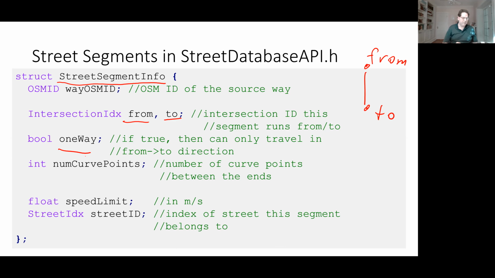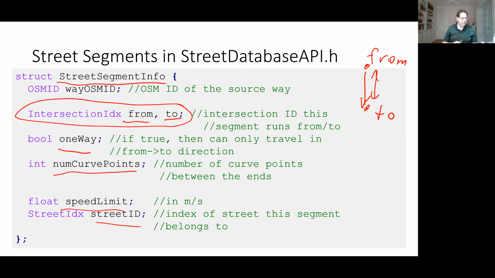There's a Boolean that says if it's one way. So if one way is true, then it means that you can only go that way. You can leave from and go towards to. If one way was false, then you can go both ways. Then you can think of it as having an arrow on both ends. And it's got some other useful information. If it's curved, it'll tell you about that. It'll tell you its speed limit. It'll tell you the ID of the street that it's part of, and so on. But what we're mostly interested in right now is just this part. We're interested in street segments and in intersections.